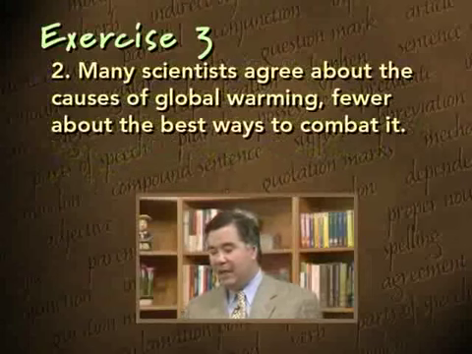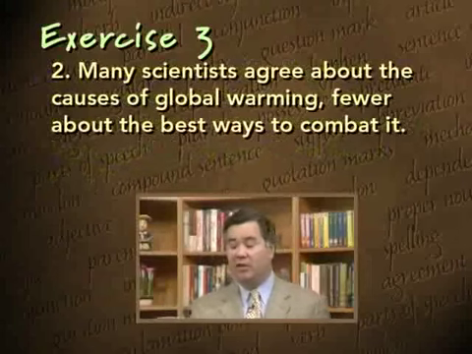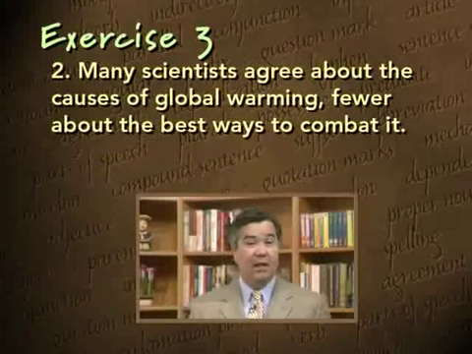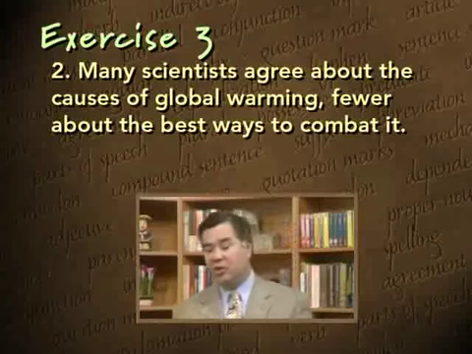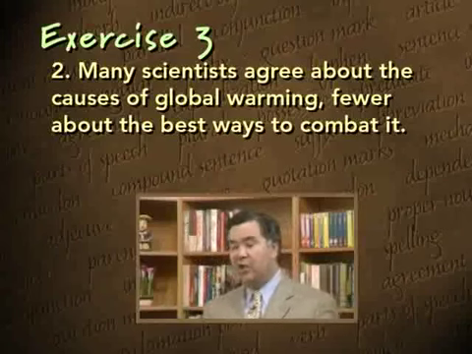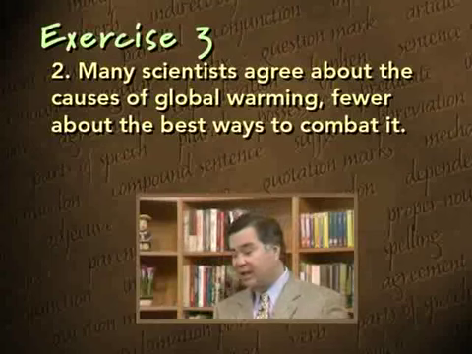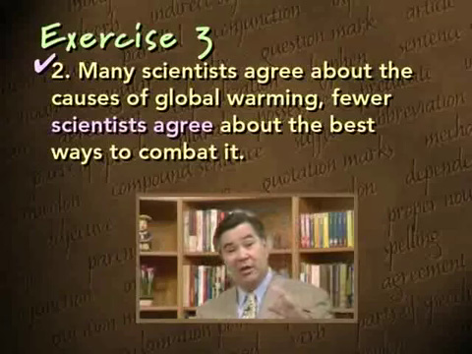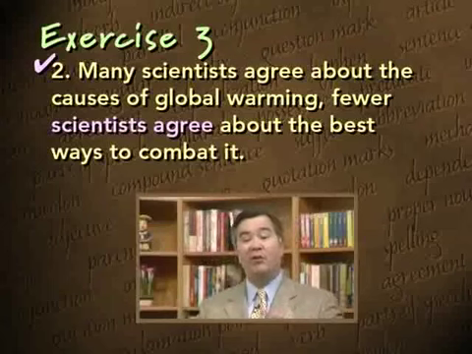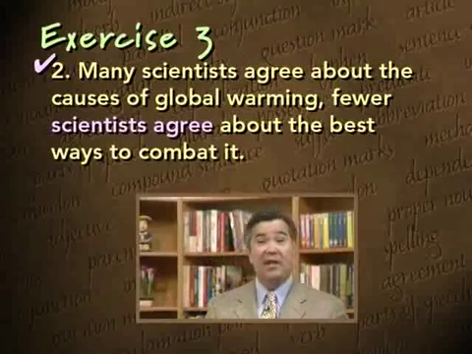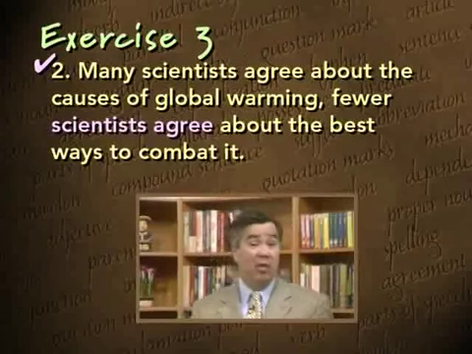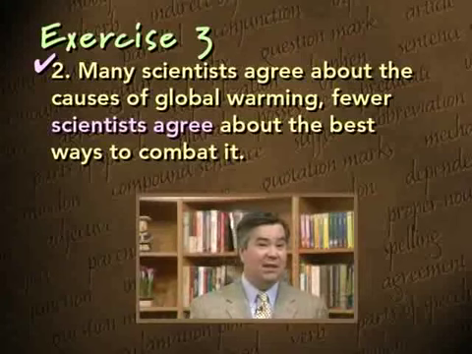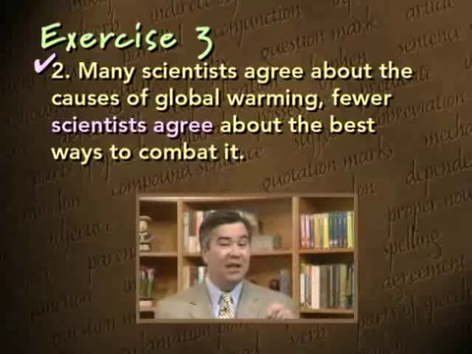Our next example. Many scientists agree about the causes of global warming, fewer about the best ways to combat it. Here again we have two parallel ideas. The first clause says many scientists agree about the causes of global warming. The second clause says that fewer scientists agree about the best ways to combat it. Now, the way I just said it spells out or fleshes out both clauses at full length. Perfectly understandable, but it's a little bit wordy. So the author of this version has tried to use ellipsis to shorten the sentence somewhat. Has he done the ellipsis correctly?